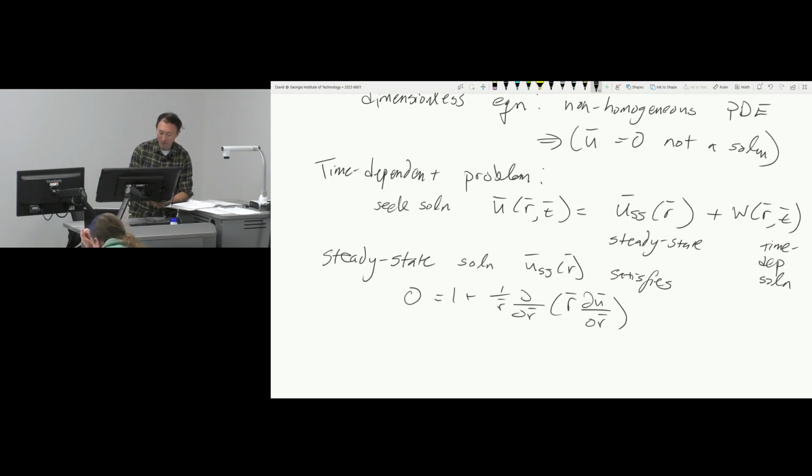So you could do the steady state solution in two ways. One, we can integrate this twice and solve, or you can take our old solution that we had at the very beginning and non-dimensionalize that. But this is probably the cleaner way because it uses the governing equation. So you integrate twice using the boundary conditions. So du steady state dr.